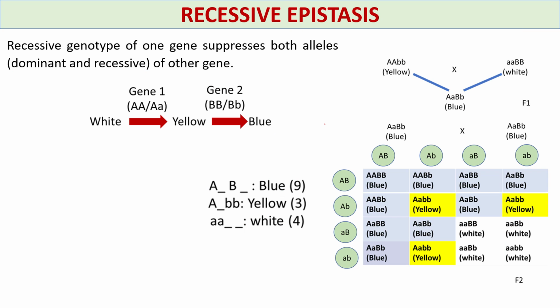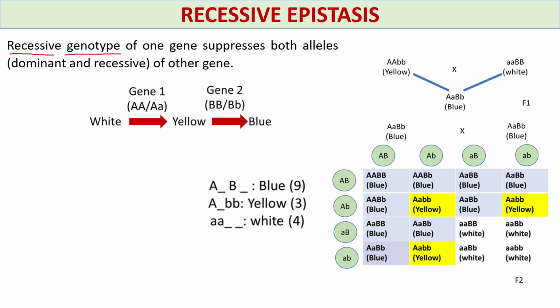Next is recessive epistasis. In recessive epistasis, the recessive genotype of one gene suppresses both alleles of the other gene. So, recessive genotype. Note that part: not recessive allele, but recessive genotype of one gene suppresses both dominant and recessive alleles of the other gene.